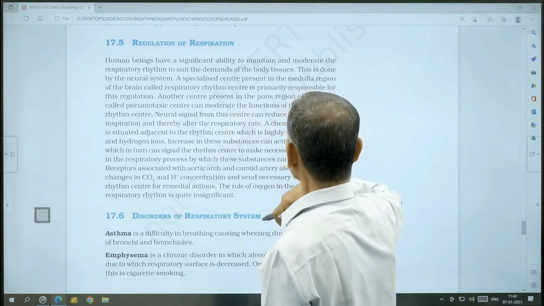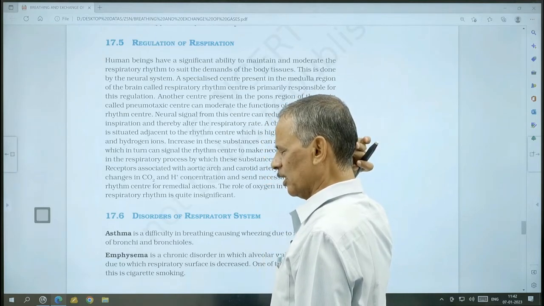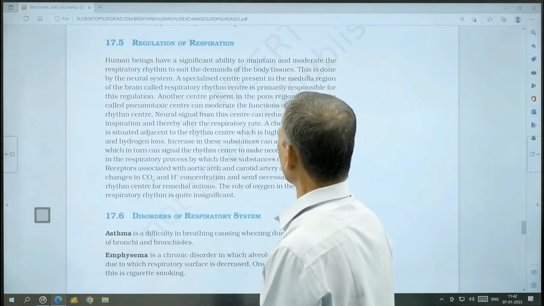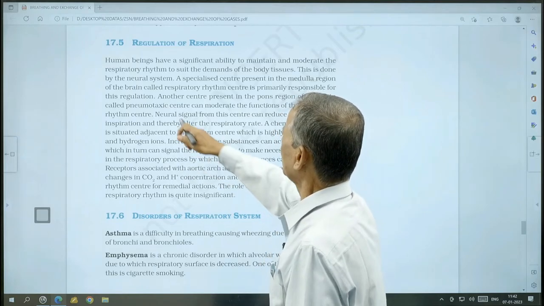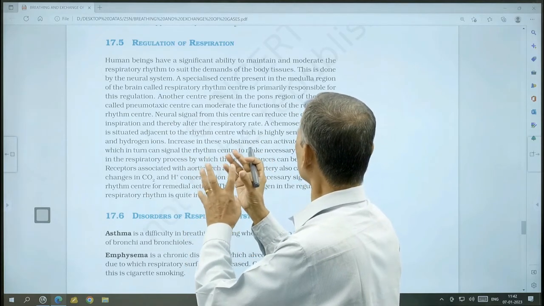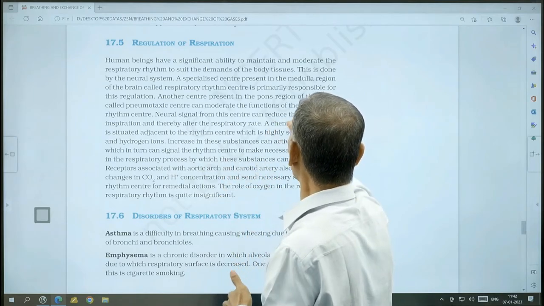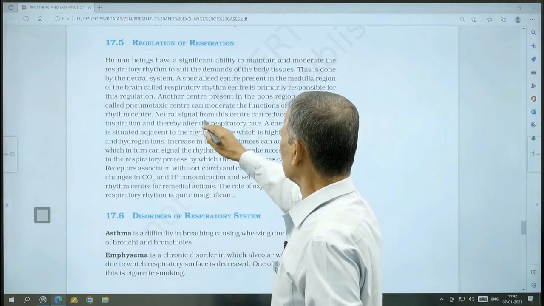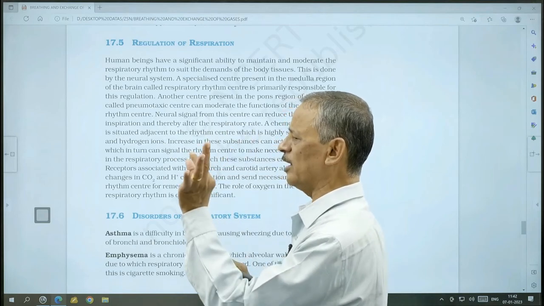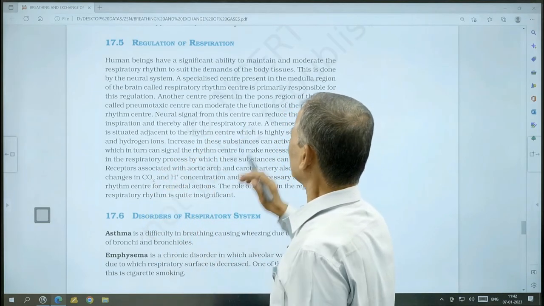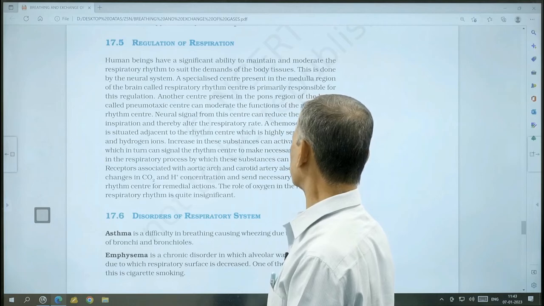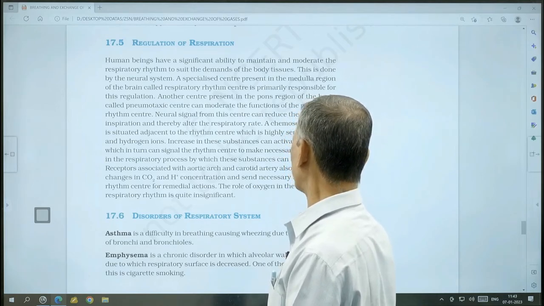There is another center in the pons part. The pons is situated a bit higher. It is a part of the brain, which is called the pneumotaxis center. This pneumotaxis center can bring about minor changes, that is, moderation, in the functioning of the respiratory rhythm center. This neural signal from this part can reduce the duration of inspiration. So the time you need for inspiration is under the control of the pneumotaxis center, which is located in the pons part. Thus, it can alter the respiratory rate.